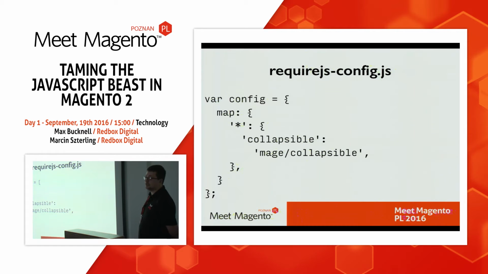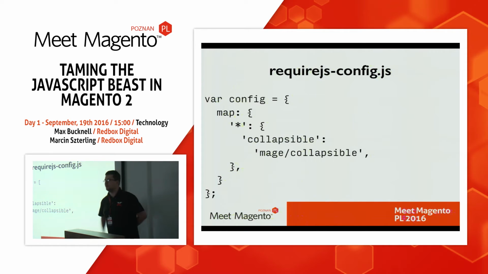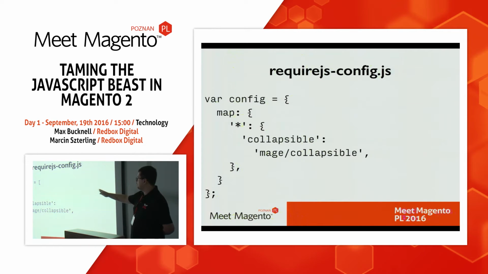So here it is. This is our config. You can see it's a simple object with the map property. What you can notice there is a star, but I promise I'm not going to talk about it. You just need to put a star. If you are interested in what it actually does and why there's a star, you should check it. And then you define your dependencies in your mappings. So, for example, the collapsible is mapped to the Magento collapsible. And this is how require.js understands what's going on there.